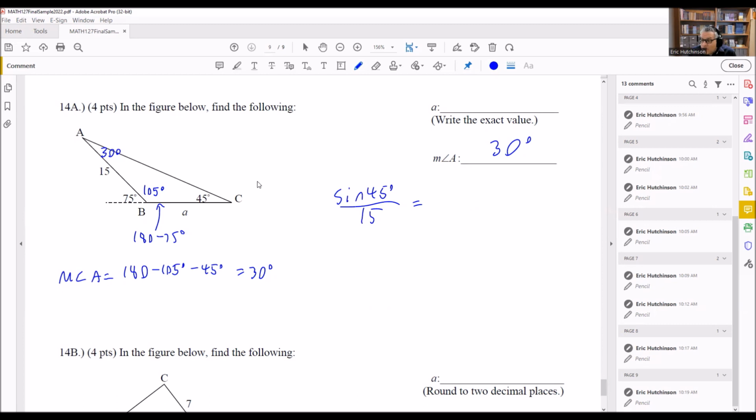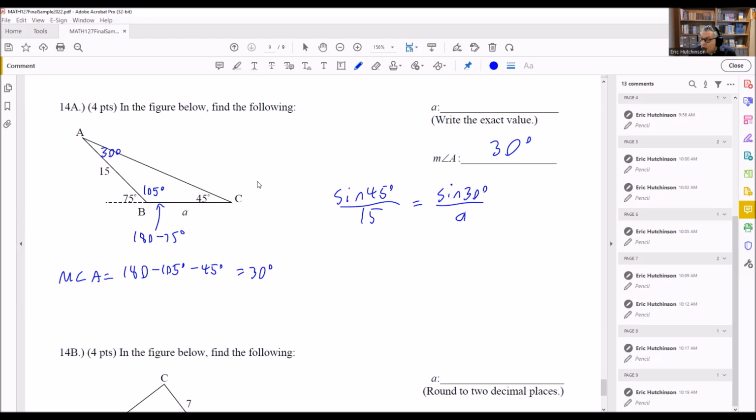Now, to find lowercase a, I need to use the angle that's opposite of a. Now, that's going to be the 30 degrees. So I'm going to do sine 30 degrees over a. Okay, so I have 45. The side opposite of that is 15. If I'm trying to solve for the a here in this picture, the angle that's opposite of that is 30 degrees. That's what I'm using here. All right, so because it gives us 45 degrees and 30 degrees, that's how we're able to get an exact value, because eventually we can put the values in from the unit circle.